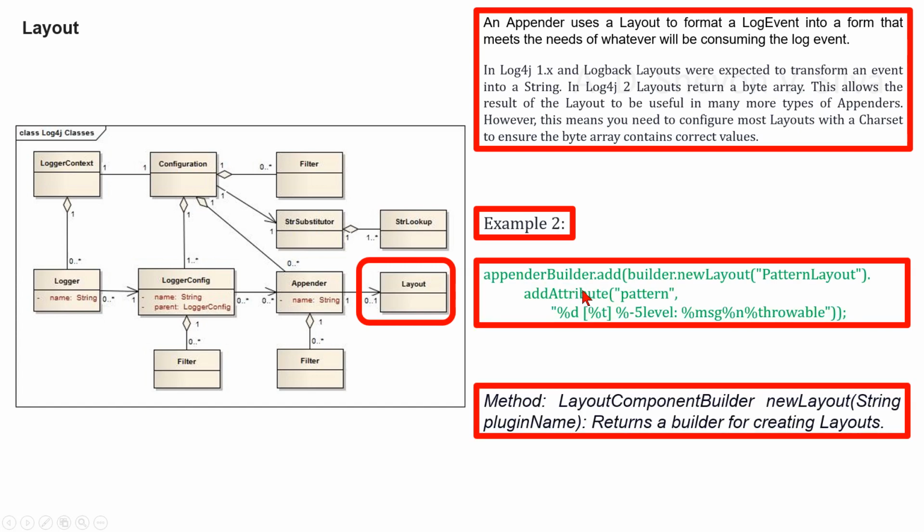org.apache.logging.log4j.core. Here you can see the component builder newLayout method, LayoutComponentBuilder newLayout(String pluginName). This returns a builder for creating layouts, and the attribute key and value is here, and it is added to the appender builder.